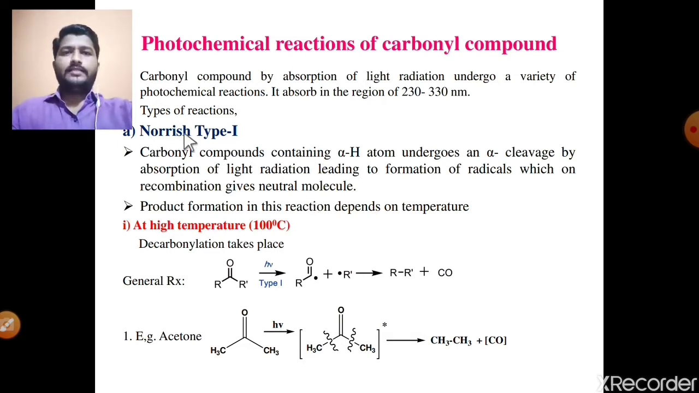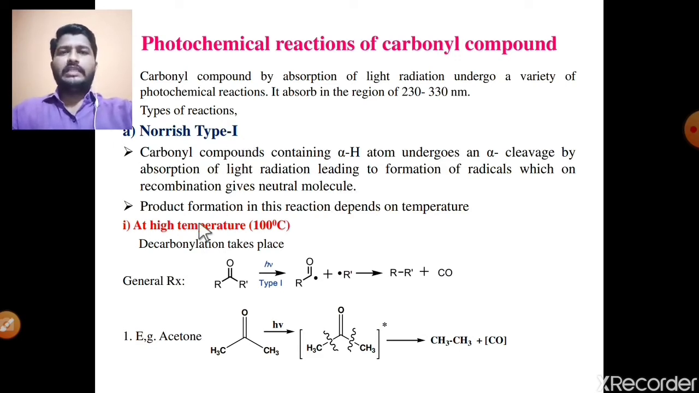Number one is the Norrish type 1 reaction. What is the Norrish type 1 reaction? A carbonyl compound containing an alpha hydrogen atom undergoes an alpha cleavage by absorption of light radiation, leading to the formation of two radicals, which on recombination give a neutral molecule, a higher alkane molecule. This is called the Norrish type 1 reaction. There is an alpha cleavage, and after the alpha cleavage two radicals form, and these two radicals recombine to give finally a neutral molecule.